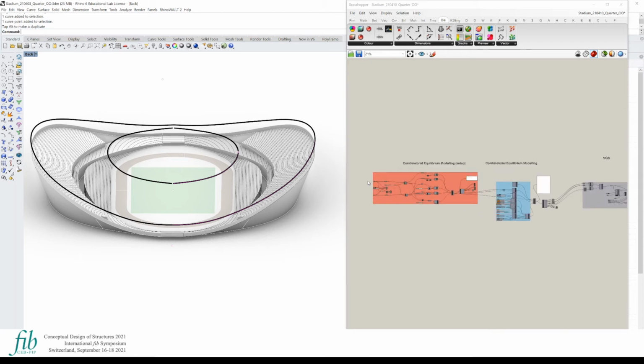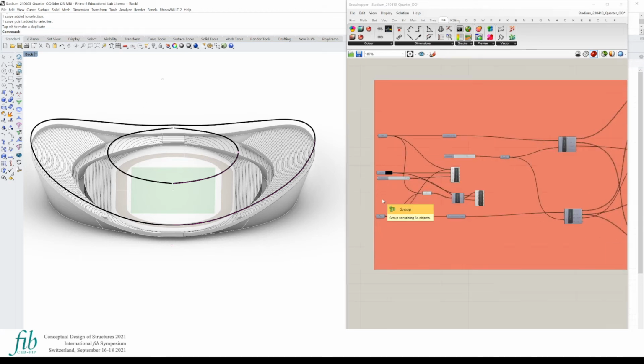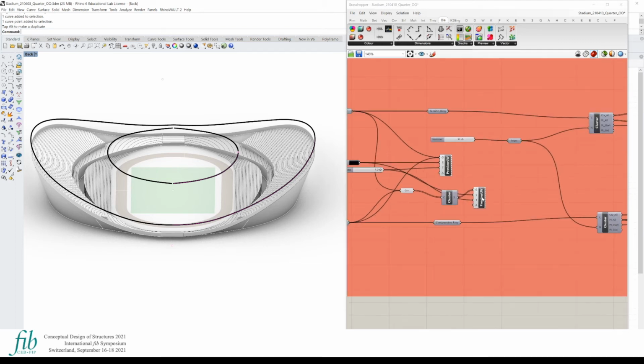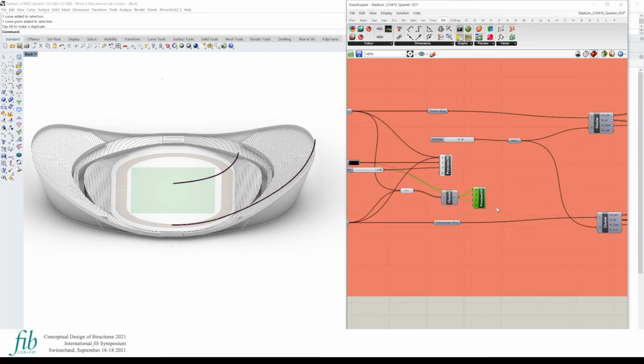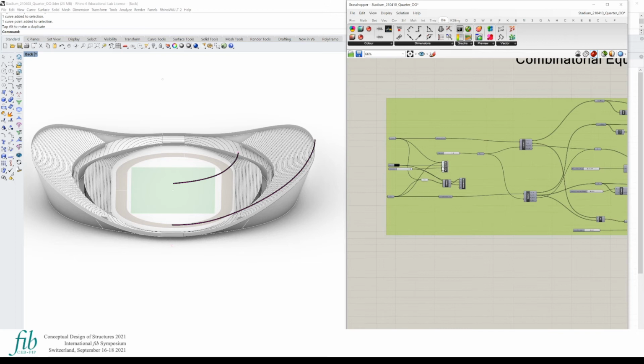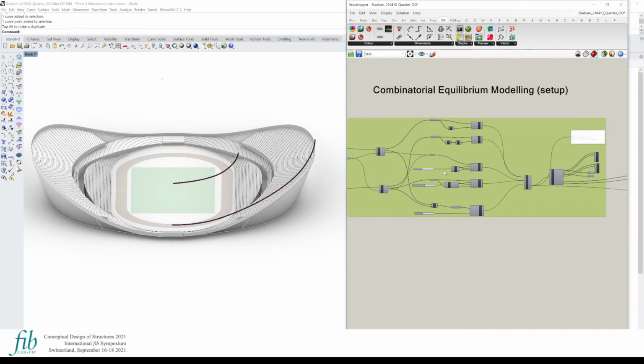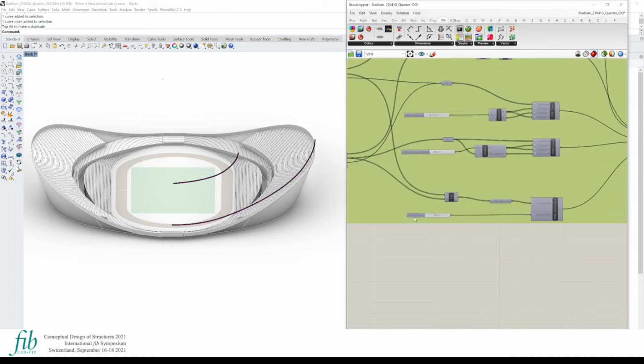In this case study, we actually focus on the form finding of a quarter of the stadium that you see here, by making sure that the forces at the interface between two quarters are always perpendicular to the corresponding mirror plane that you see here. In the first step of the process in the video, we use the combinatorial equilibrium modeling to set up the form finding problem. We have to describe the topology as well as the metric parameters involved in that problem.